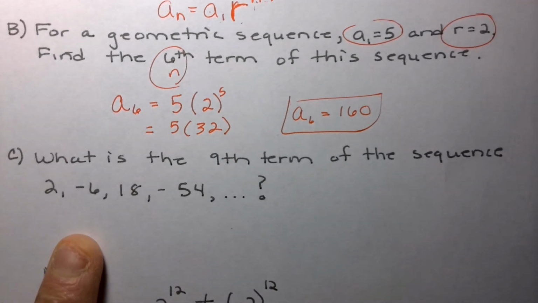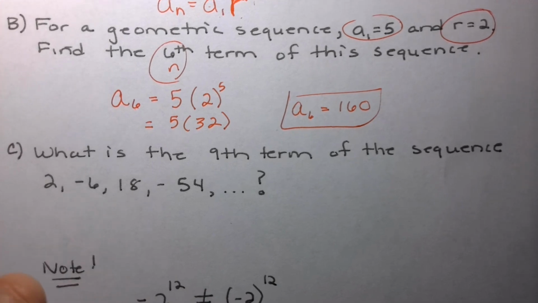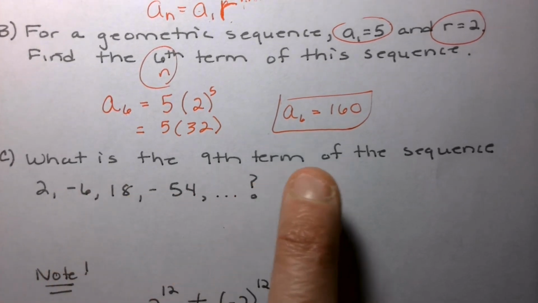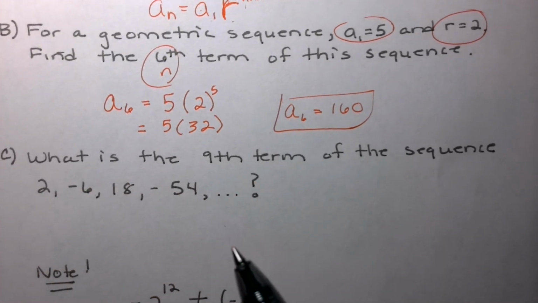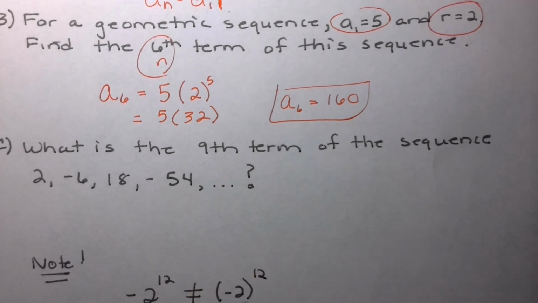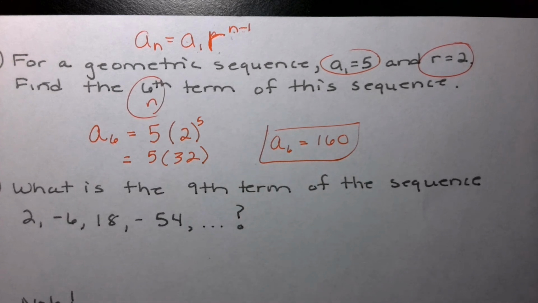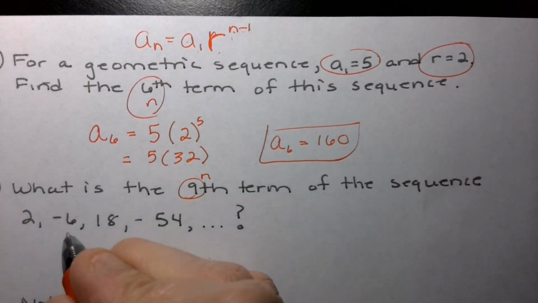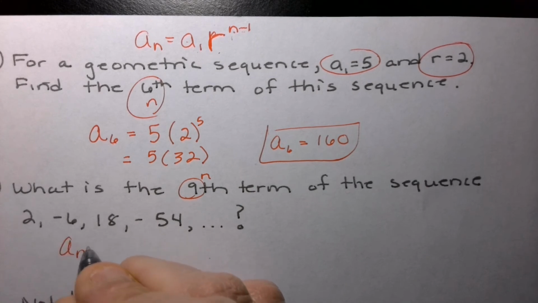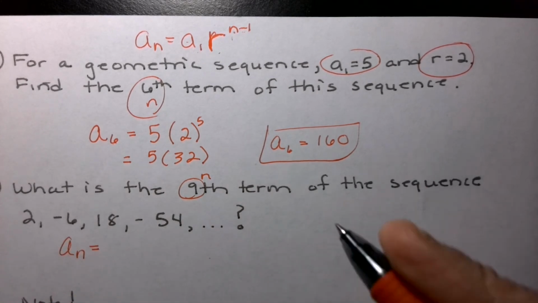Here's another one. When we look at this, what is the 9th term of the sequence? So we have to get all those values up here. I'll slide that back down. Okay, so we know 9th, that's your n. Okay, so I'm looking for a sub n. I can write that down. Now, what would a sub 1 be?